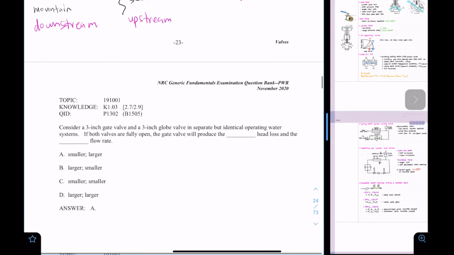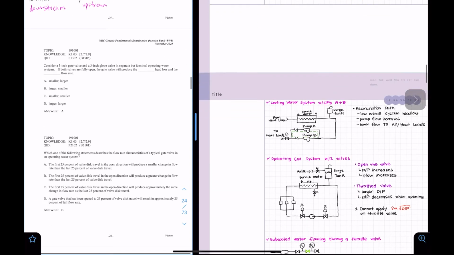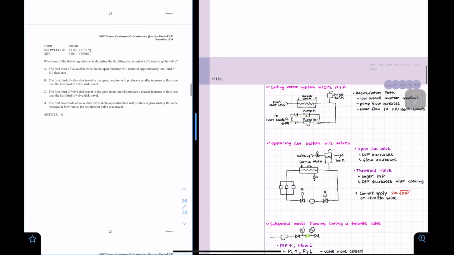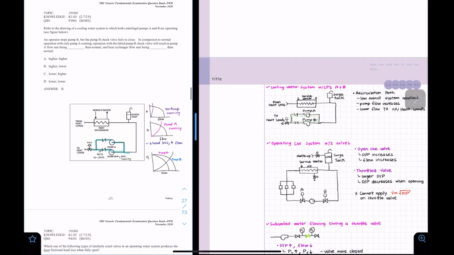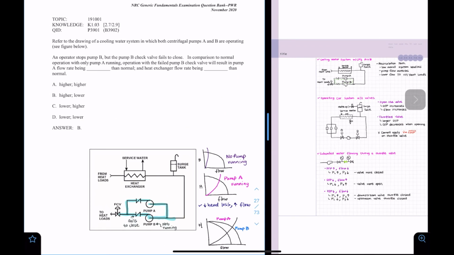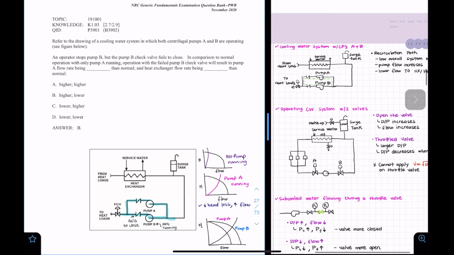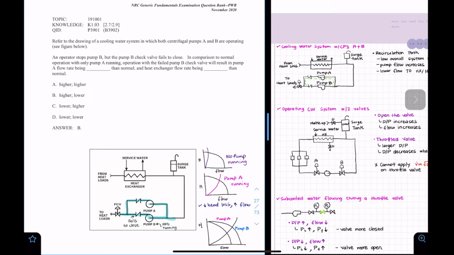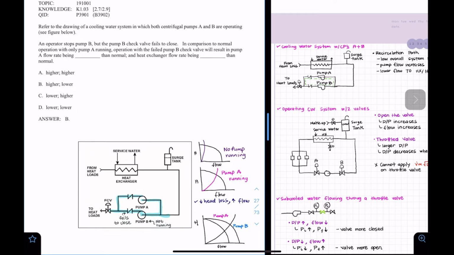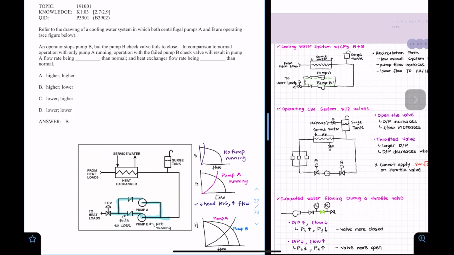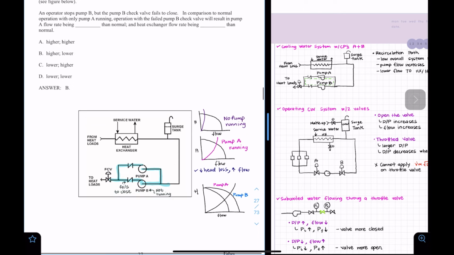Now let's take a look at another example. We have another example here. We're also going to take a look at a cooling water system with 2 centrifugal pumps. This one is P3901. Refer to the drawing of a cooling water system in which both the centrifugal pump A and B are operating. So we have 2 centrifugal pumps and we have them here, right?